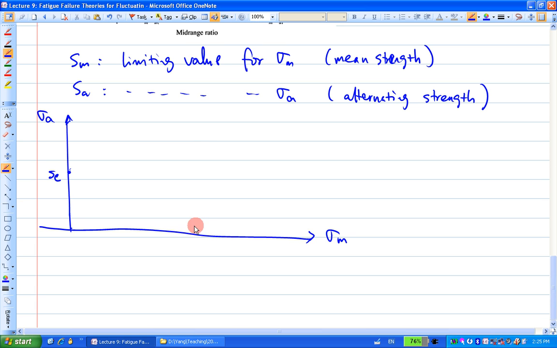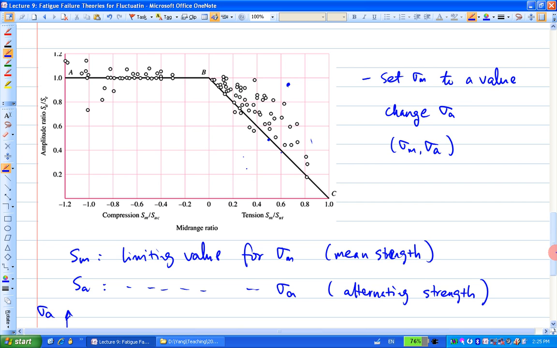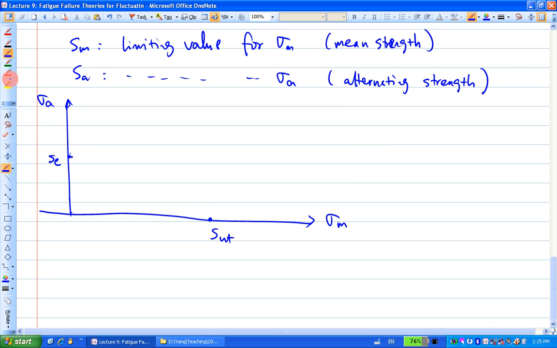So the first way of this approximation is just like this diagram here. You basically connect these two points using a straight line. And there's a name for this line. This is called the modified Goodman line.